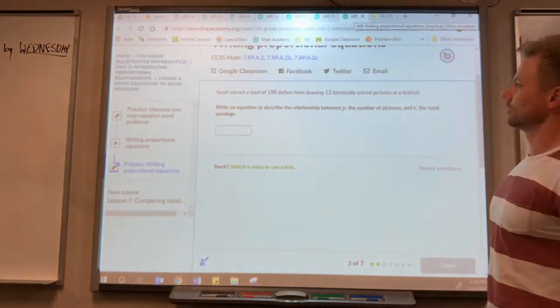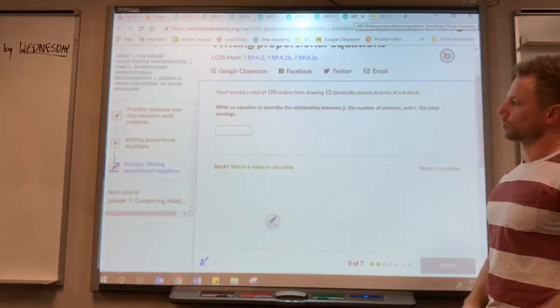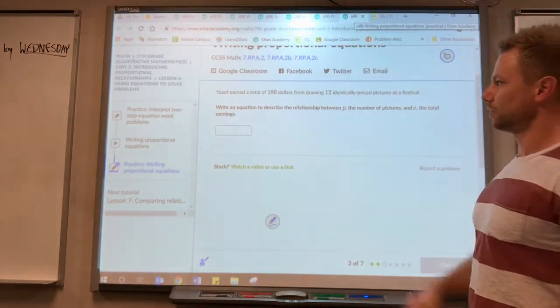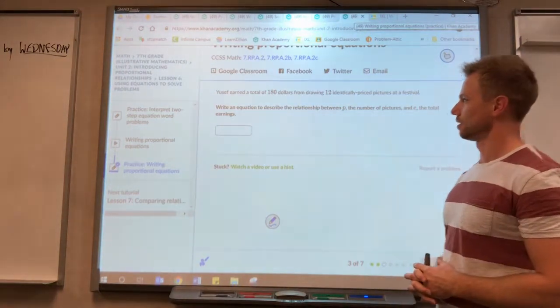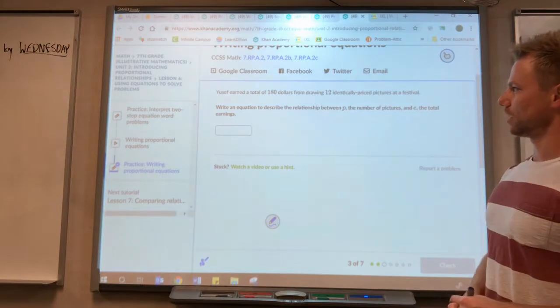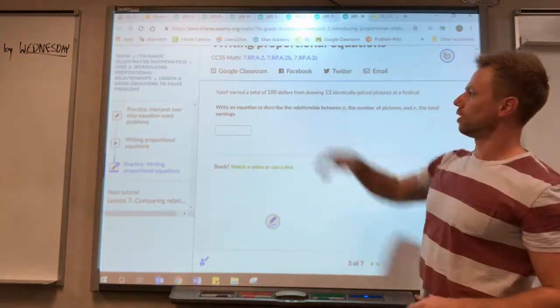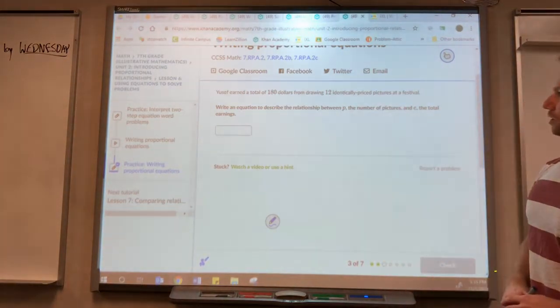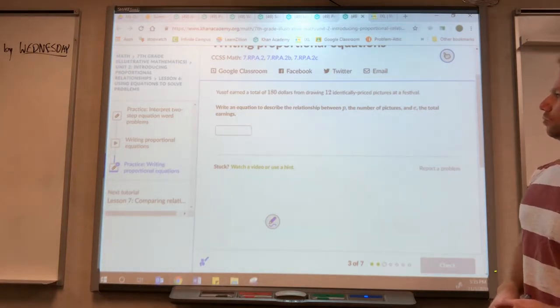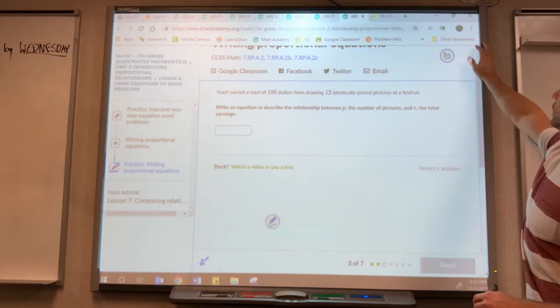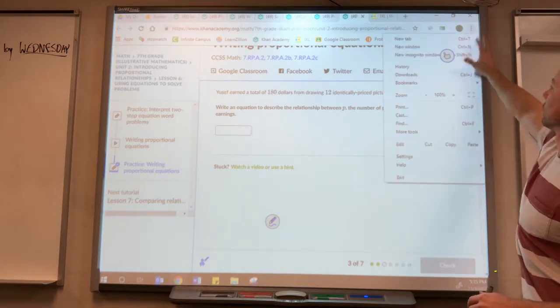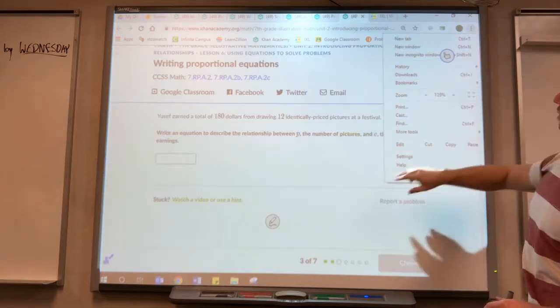The next practice link. All right, we're still writing the equations, but we don't have tables this time. We have story problems. So from the story problem, we have to be able to write the equation. So it says, we earned a total of $180 from drawing 12 identically priced pictures at a festival. Write an equation to describe the relationship between P, the number of pictures, and E, the total earnings. Zoom this in a little bit.